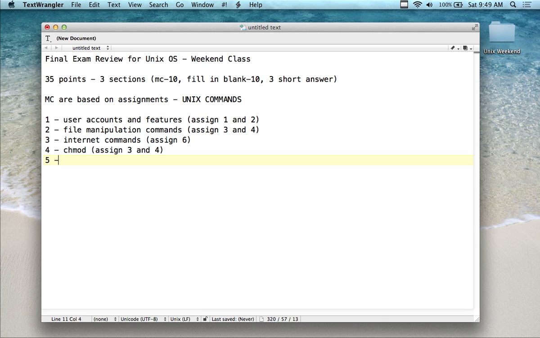Question number 5 is a Unix question. It's on Unix concepts, not commands. It's on concepts. That was number 5. Number 6.